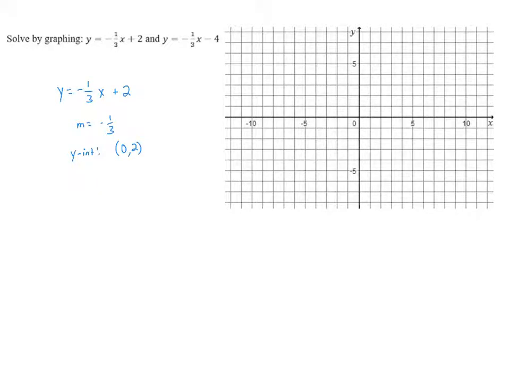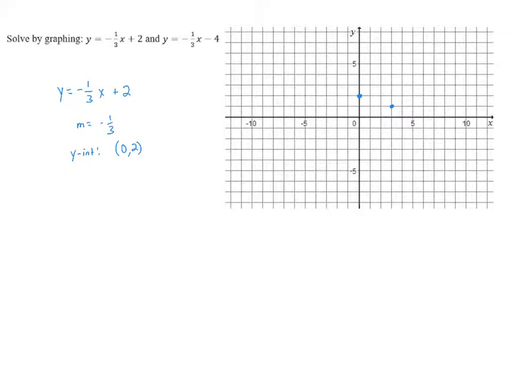We've got a y-intercept of (0, 2). That's our starting point. And the slope is negative 1/3, so that means we go down 1 and to the right 3. Because whenever the slope is negative, we're going down and to the right instead of up and to the right. So down 1, to the right 3.